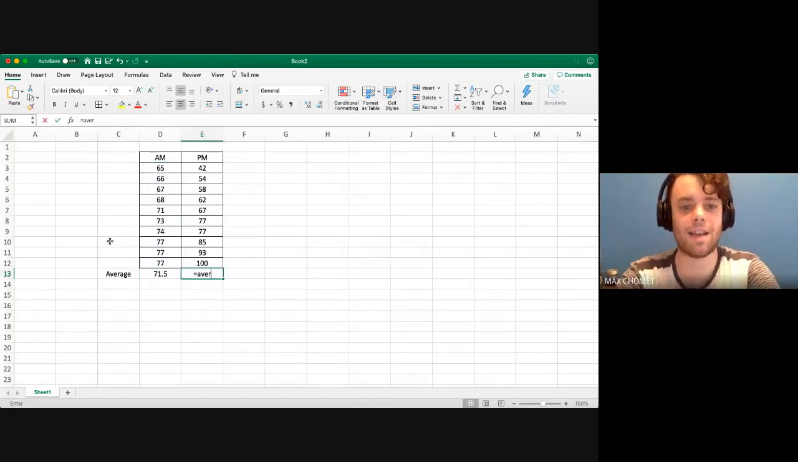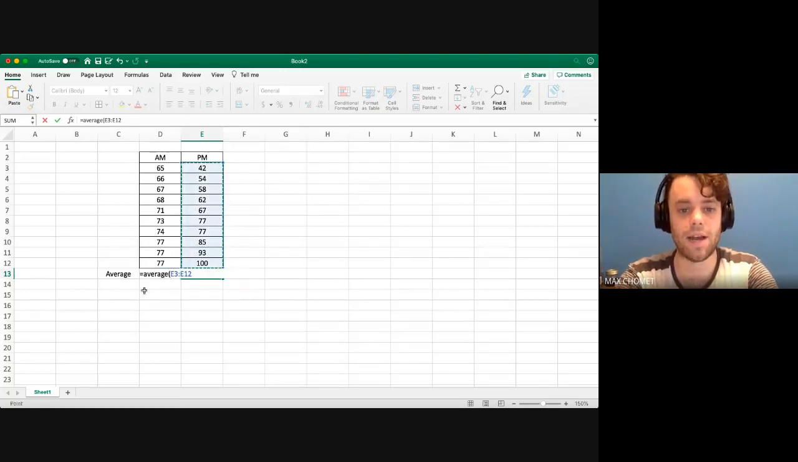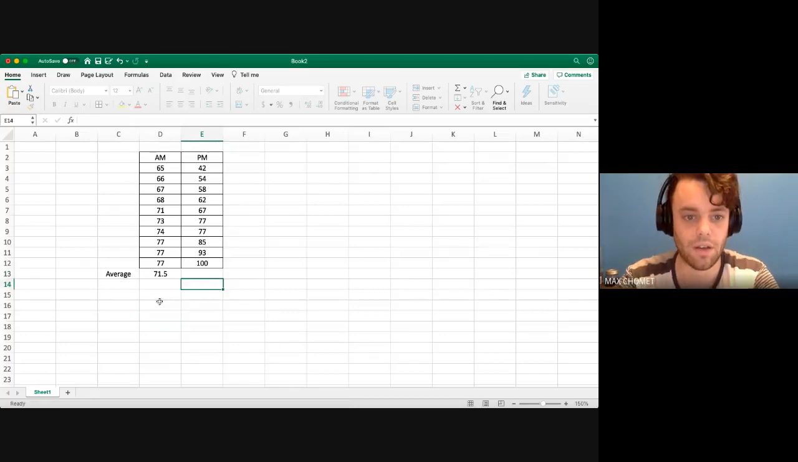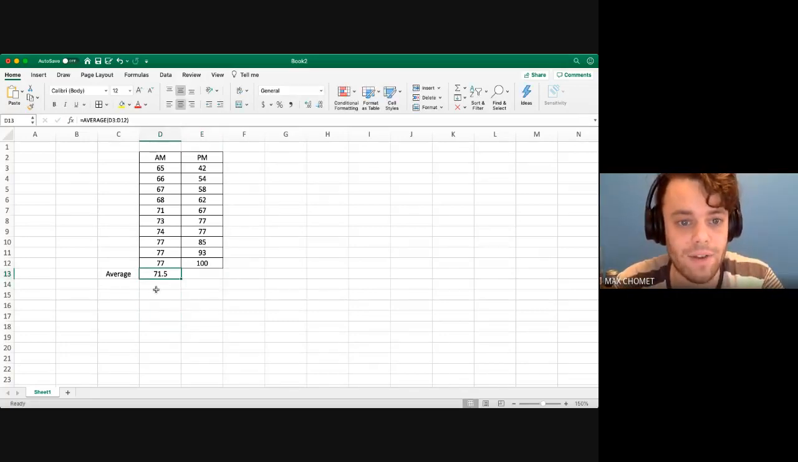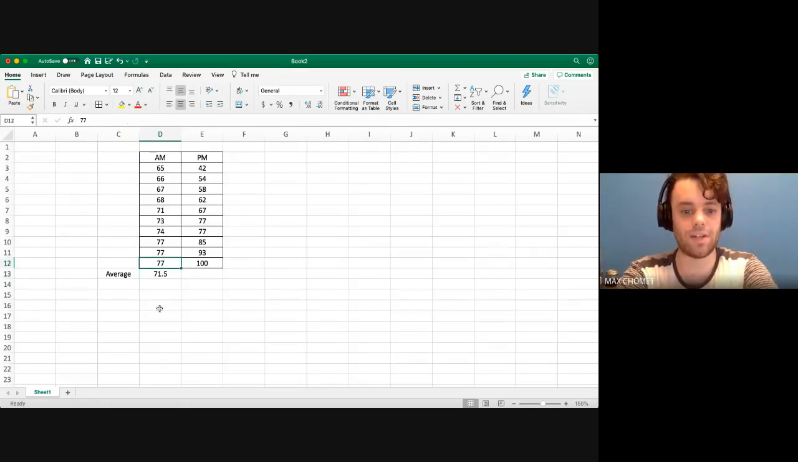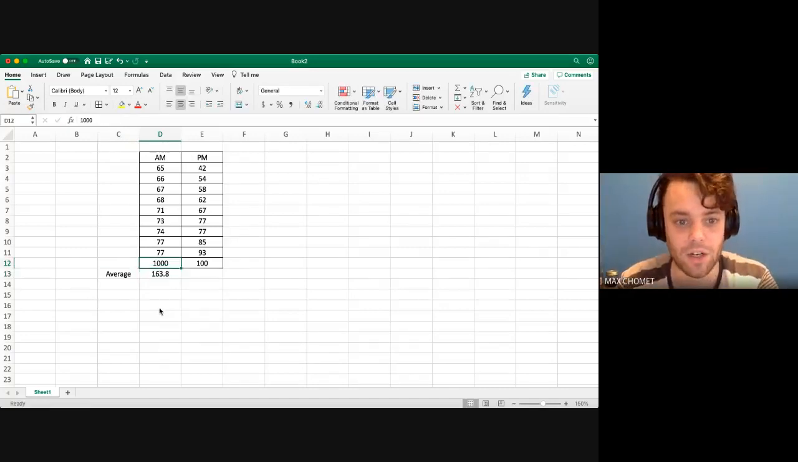Now I could do the exact same thing again over here, but that's too much work. I don't want to do that. So see how it says 71.5 here, but up here it says average. That's because this is the formula and this is what it's calculated. What's cool about this is that it's always calculating this number. If I change the 77 to 1,000, hit enter, it's going to change my average. It'll update the number with what I'm typing.